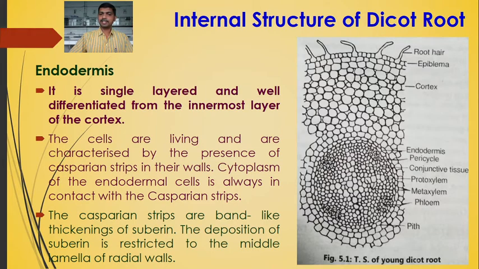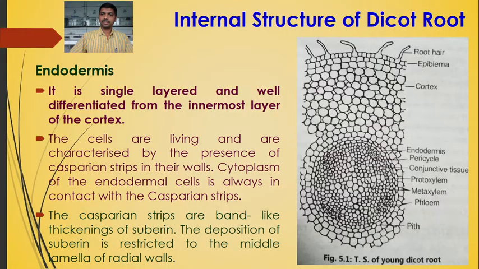Cytoplasm of the endodermal cells is always in contact with the Casparian strips. So it is one of the ways of communication with the adjacent layers. The endodermal cells are living. They are characterized by the presence of Casparian strips in their walls. The Casparian strips are band-like thickenings of suberin. The deposition of suberin is restricted to the middle lamella of the radial walls.